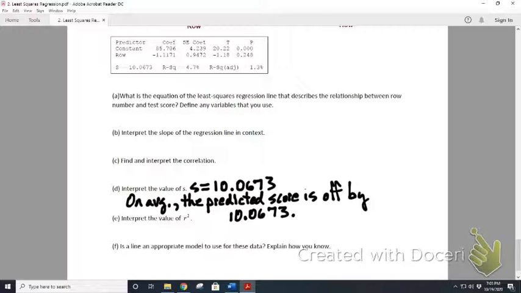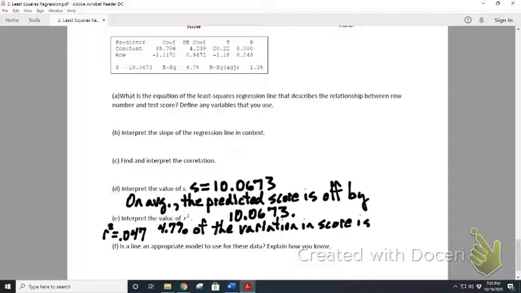R squared, we did that in a previous video, but it's 0.047. So I would say 4.7% of the variation in score. Remember, it's variation in Y, so in this case it's score. Is explained by a linear relationship with row.